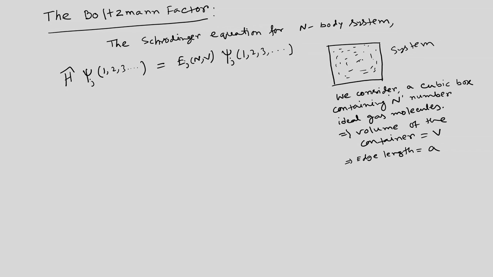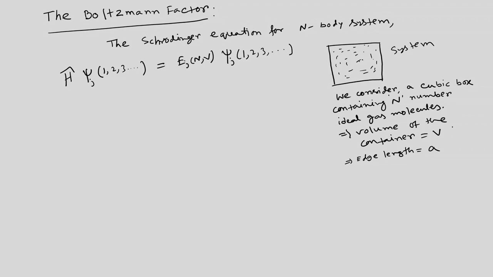So we are considering a system like a cubic box containing n number of ideal gas molecules, the volume of the container is V, and the edge length of the box is A. So V is nothing but A to the 3, right. And for this kind of system, the Schrodinger equation we can write as H psi equals E psi. Here j is 1, 2, 3, etcetera, it varies like this, and these are microstates.